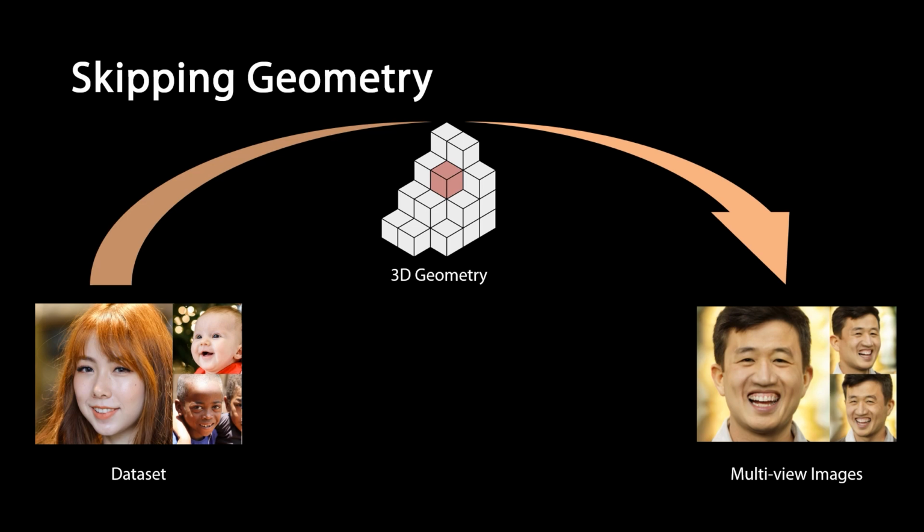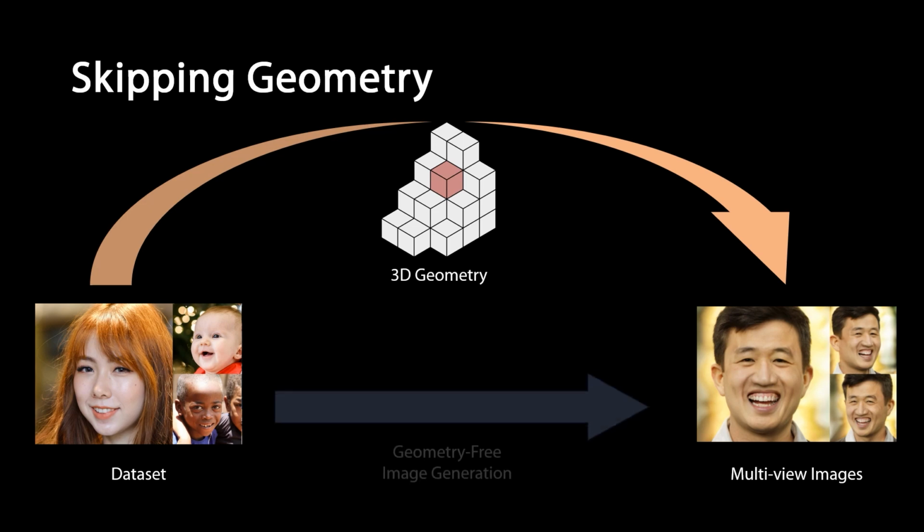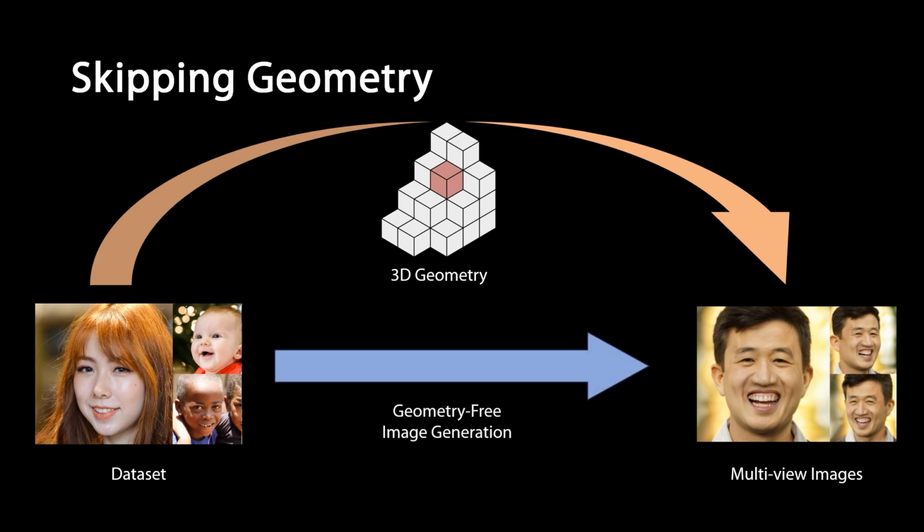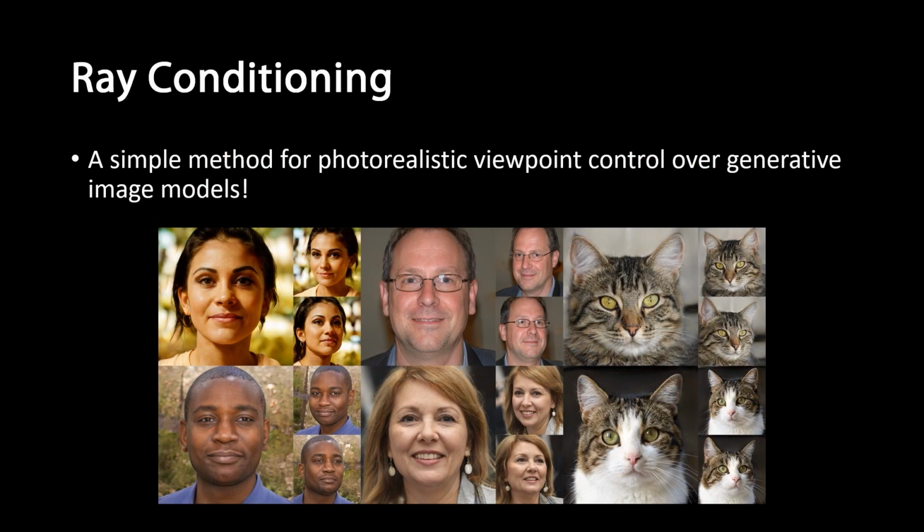Our insight is that if we only care about generating one image from one perspective, then we don't have to generate 3D geometry, which effectively generates all viewpoints simultaneously. With this in mind, we introduce ray conditioning, a simple method for photorealistic control over generative image models.